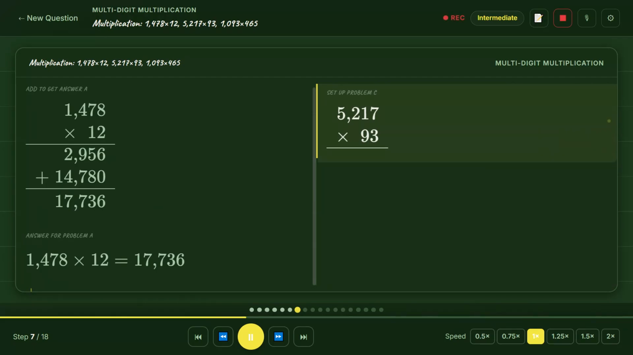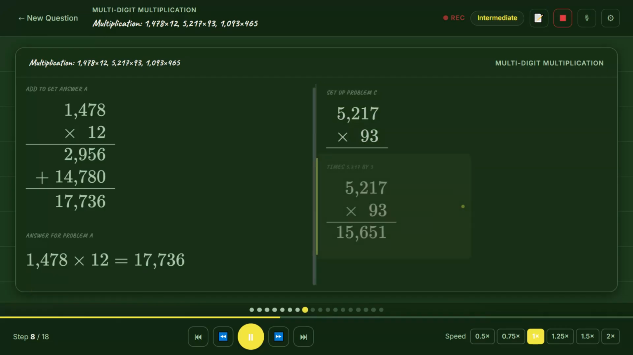Here is problem C. We write 5,217 on top and 93 on the bottom. First we will times by 3, then times by 9 in the tens place. Let's times 5,217 by 3.